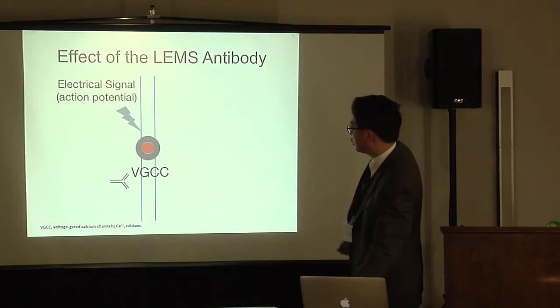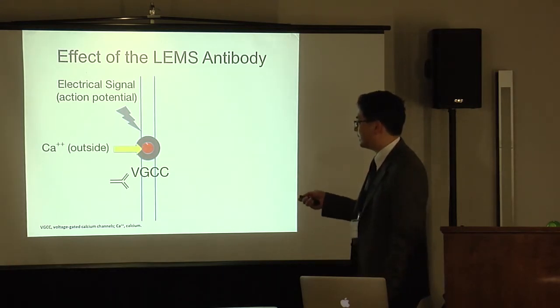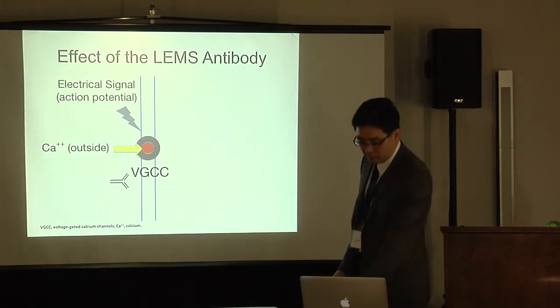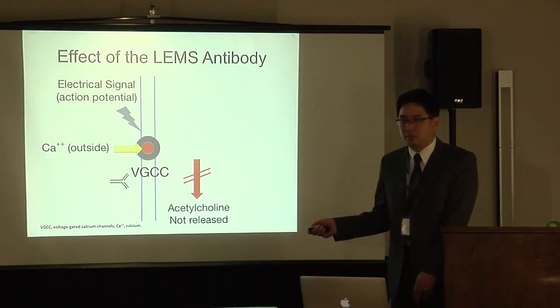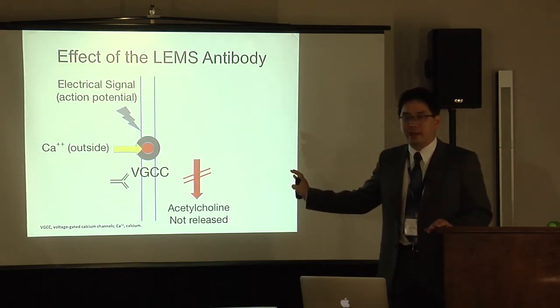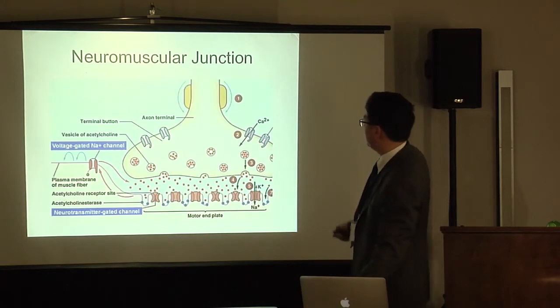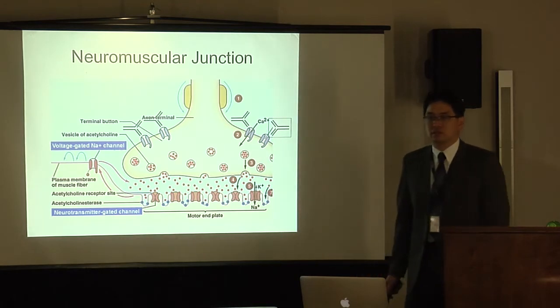Okay, but the electrical signal will come in, and the calcium can't get in because this antibody is preventing this door from opening, preventing this channel from opening. And then unfortunately what that means is acetylcholine will not be released anymore. It's just going to stay in those little packages, those little vesicles. Okay. So going back to this picture here, these are these calcium channels I'm talking about. And then there are antibodies that are all kind of creating trouble for these channels.